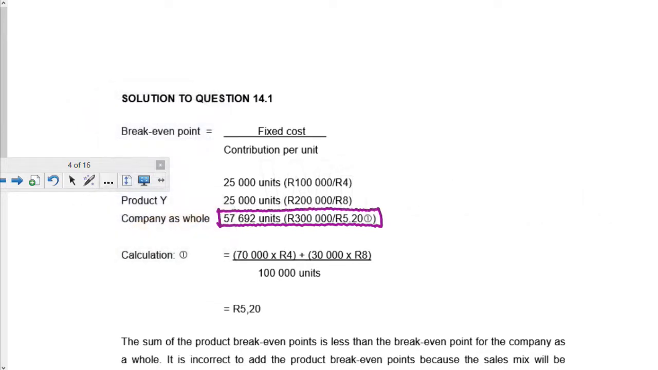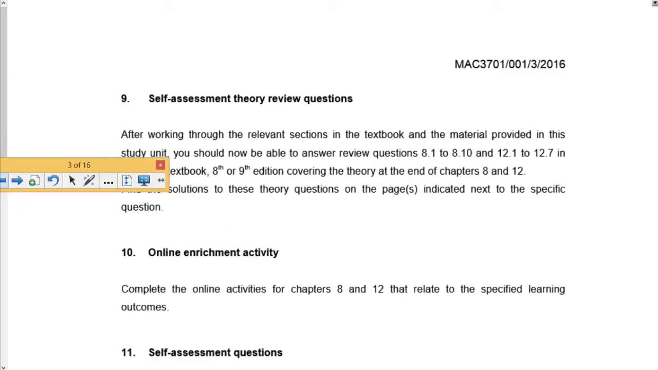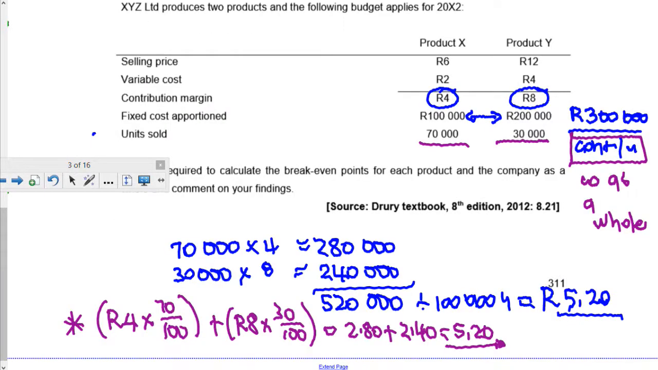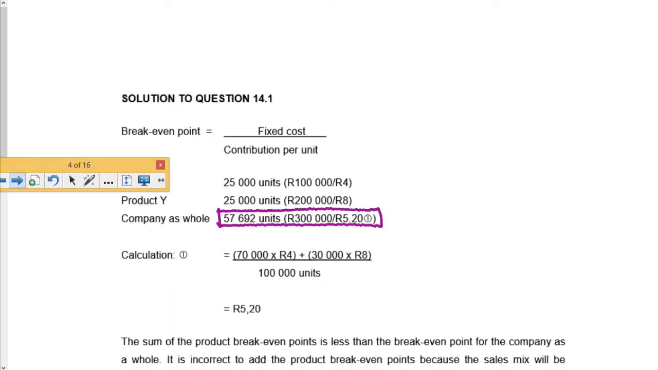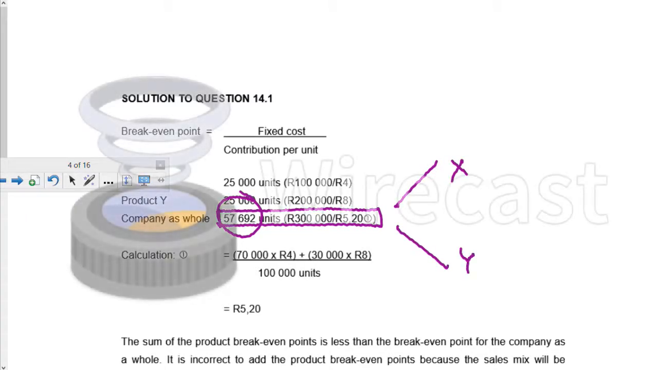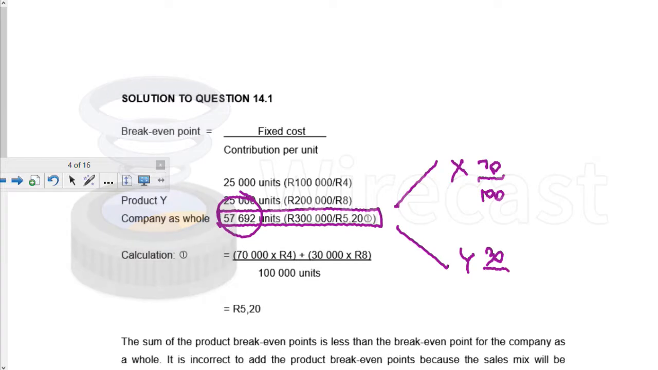But now what we have to do is we have to say, okay, this is for the company as a whole. I still need to know how many of each product I need to make, because I don't make for the company as a whole. I make 2 products, X and Y. So you then have to take it and split it back to X and Y. So I have to take these units and I have to split them into X and Y. The way that I split them is according to the sales mix that I'm given, isn't it? What is the sales mix I was given? 70 over 100 and 30 over 100. That was the sales mix I was given from the budget.